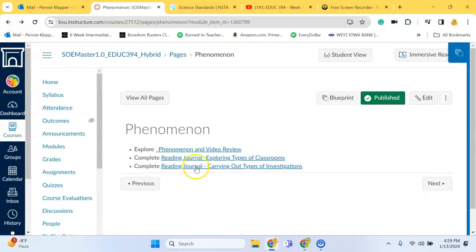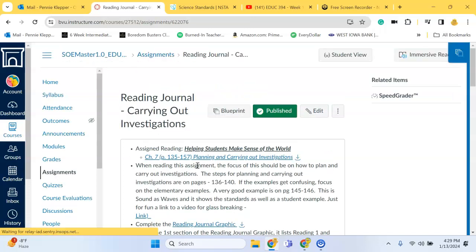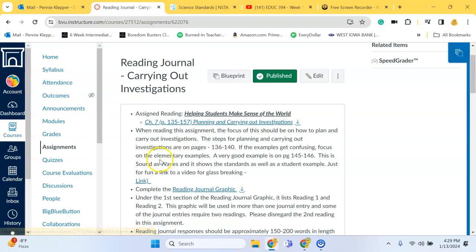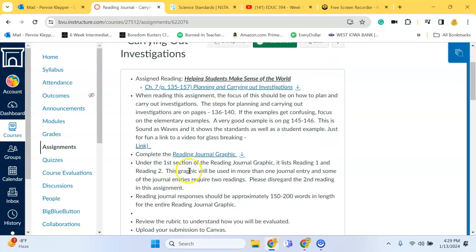Then the next journal entry, carrying out types of investigations, is very similar, except it's with chapter 7. And here are some specific areas to look at. Look at this for how to plan and carry out investigations. That's the whole focus. And that's on pages 136 through 140. And then there's also a very good example on pages 145 through 146. And just for fun, I included a video on sound waves. So once again, you need to complete that reading journal graphic with the instructions written down here. And the whole entire reading journal response should be 150 to 200 words in total.